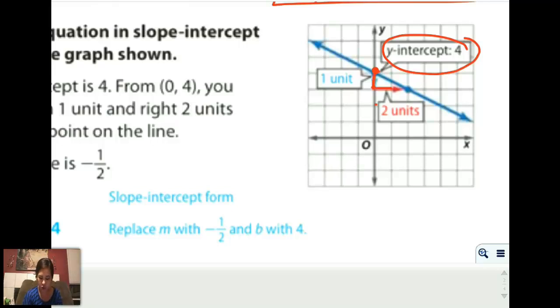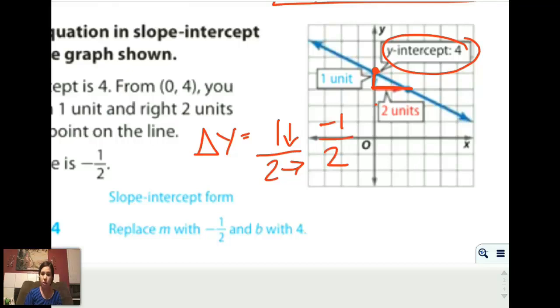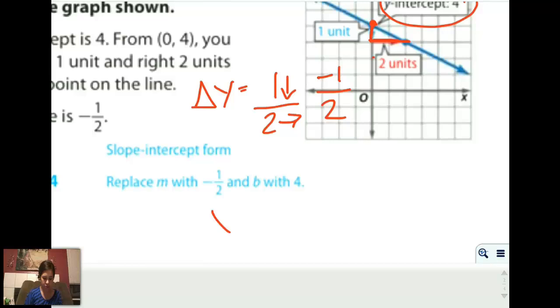Change in y over change in x. So my change in my y is 1 down, going 1 down, and then 2 to the right. So that tells me that's negative 1 over positive 2. So I have my slope, negative 1/2, and I have my y-intercept. I'm ready to write my equation.